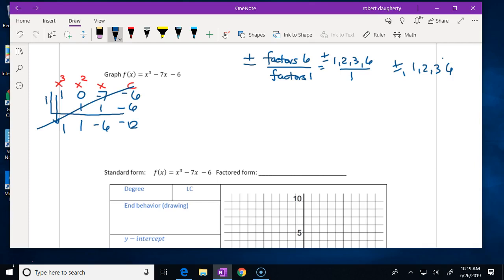So let's move on to negative 1. So let's try negative 1. Bring the 1 down, negative 1, add to get negative 1, multiply here, and you get 1, you get negative 6. Negative 1 times negative 6 is 6, add to get 0, so that is correct.